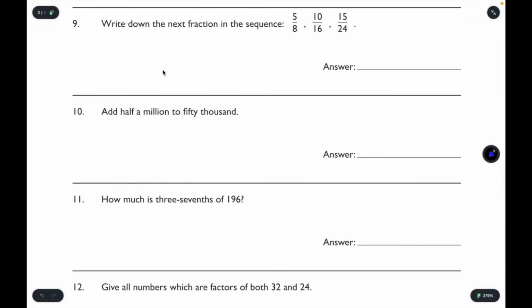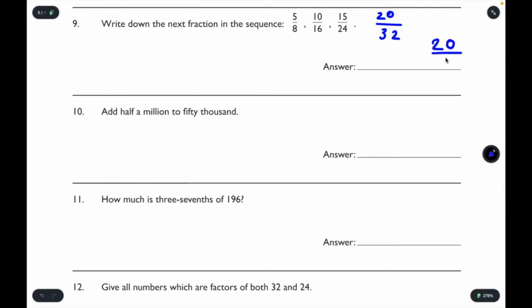Question 9 says write down the next fraction in the sequence. We've got 5/8, 10/16, 15/24. What's happening to the numerators? We are adding 5 each time. It's the 5 times table. 5, 10, 15. Next we want 20. And for the denominators, it's the 8 times table. 8, 16, 24, 32. So that would be your answer.